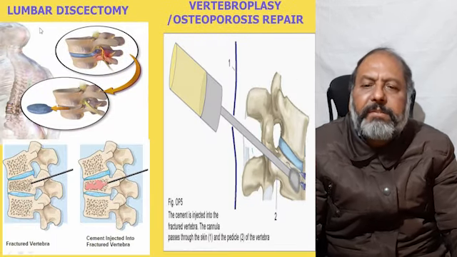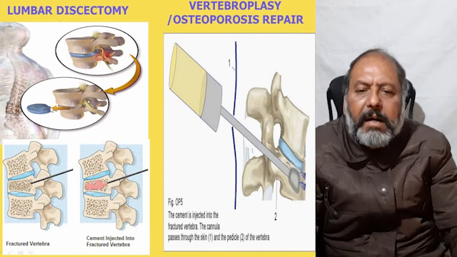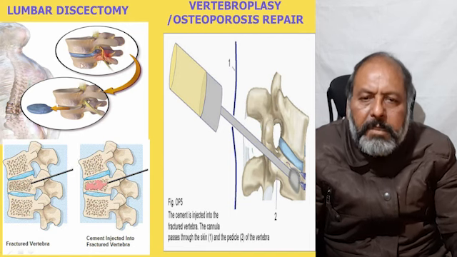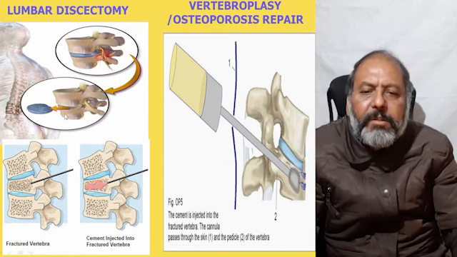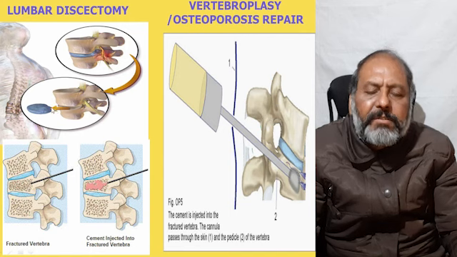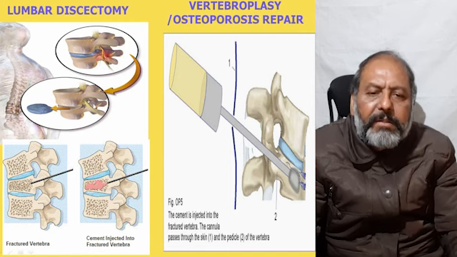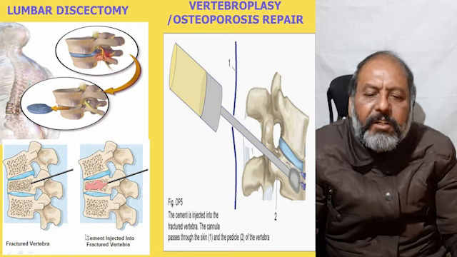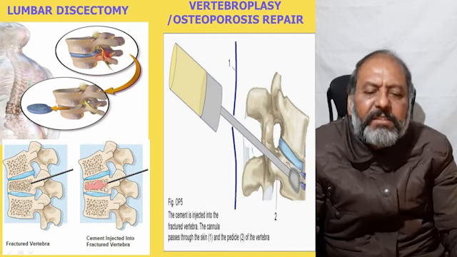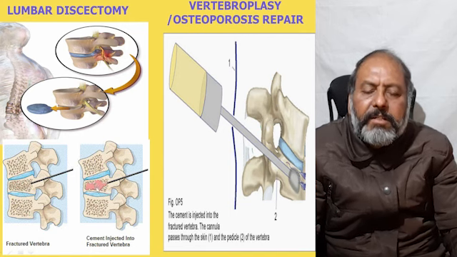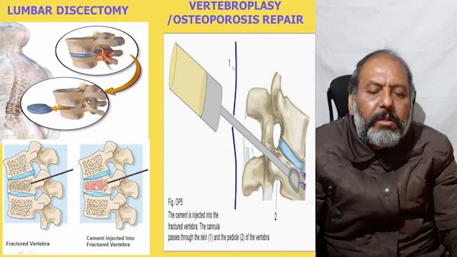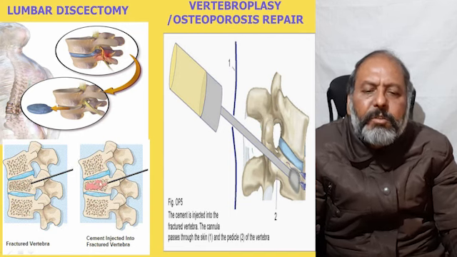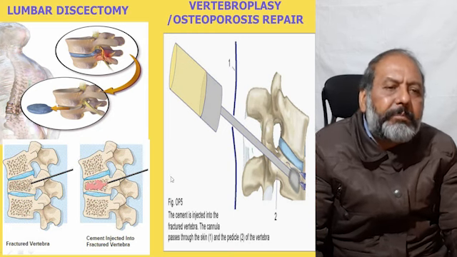And here it is lumbar discectomy, this disc in between the lumbar vertebra that is being removed, and it is not impinging on the spinal nerves, as one can see here. And here there is a fractured vertebra, and the cement is injected into the fractured vertebra just to gain height, and it is not going to have an effect on the discs which are upper and lower. So this is called cementing of the vertebra.